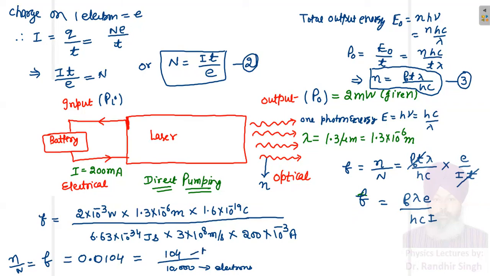And what is in the numerator? It is actually photons. So you can see from this example that if 10,000 electrons are entering the laser, out of these 10,000 electrons, only 104 electrons are taking part in laser action, and all the other remaining electrons are being wasted in many other unwanted processes taking place simultaneously in the laser. I hope you will enjoy this numerical and you will learn a lot from it.